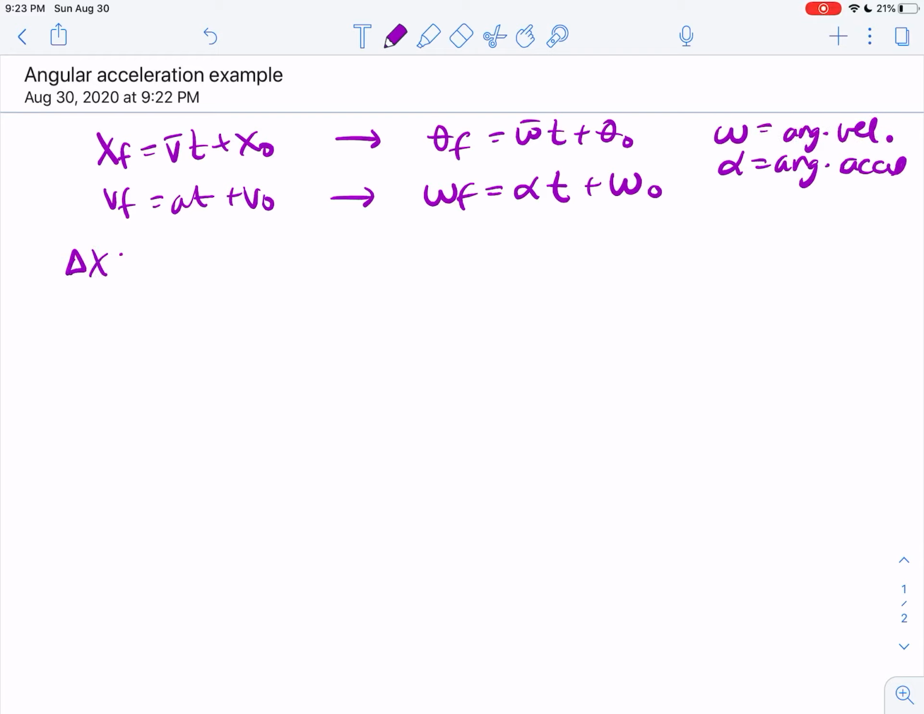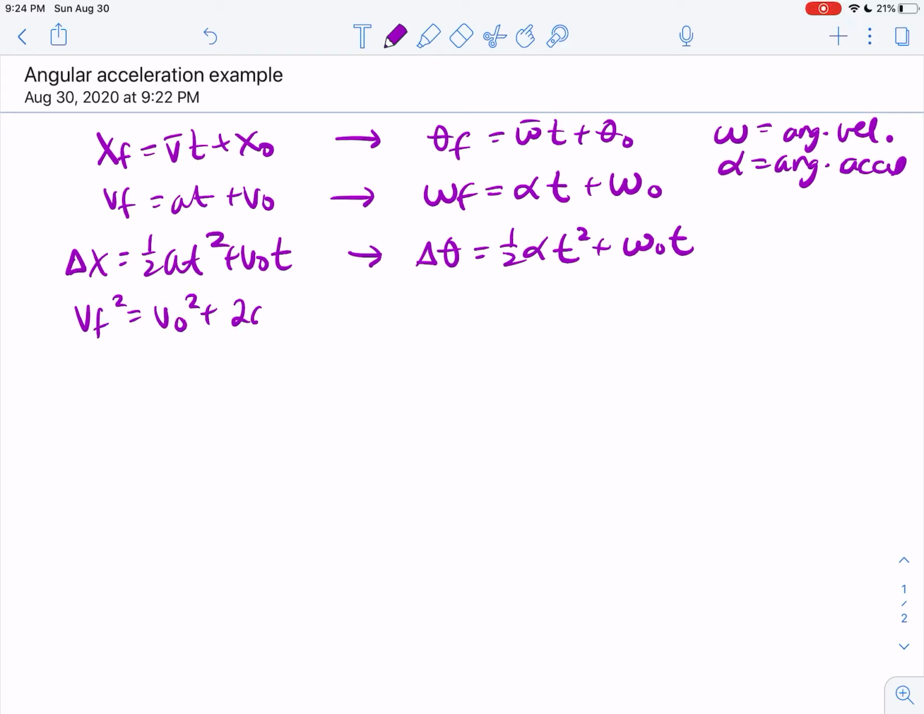And so then the other equations, we have delta x equals 1/2 at squared plus v naught t. So we have delta theta equals 1/2 alpha t squared plus omega naught t. See how it's exactly the same? You're just changing the variables. And then we also have vf squared equals v naught squared plus 2a delta x. So that would be omega f squared equals omega naught squared plus 2 alpha delta theta. So the easiest thing to think about is just literally try to think about it as if it were linear and then change everything to angular.